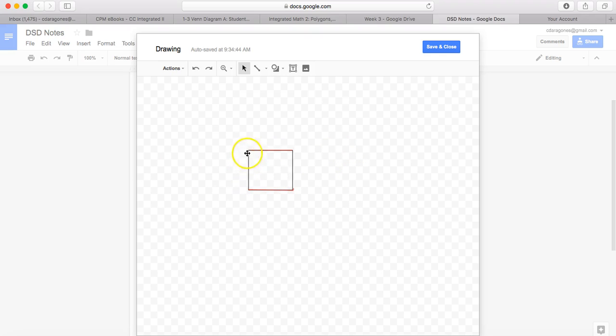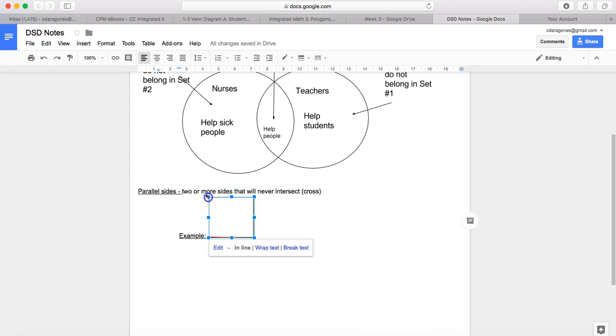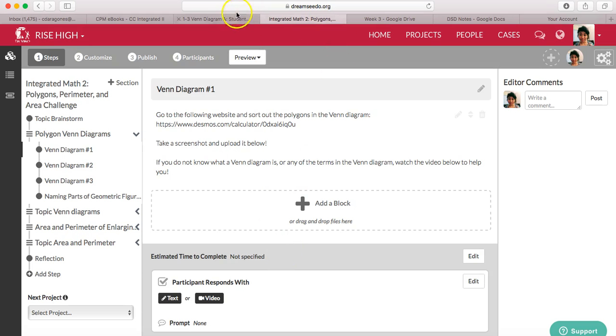On the other hand, this side, this black one, is not parallel to a red side because they do cross right here at the corner, okay? So as you can see, squares have parallel sides, at least one pair, okay? So you can go ahead and write that example down. All right, so let's go on to the website and actually see what the next set is.